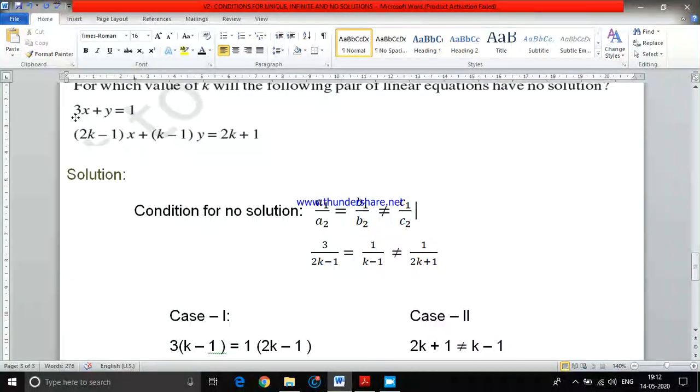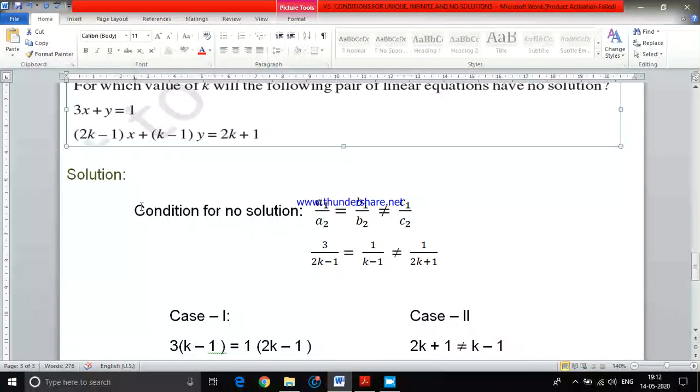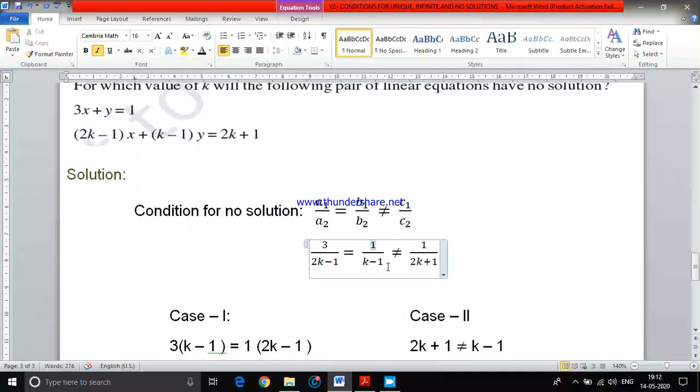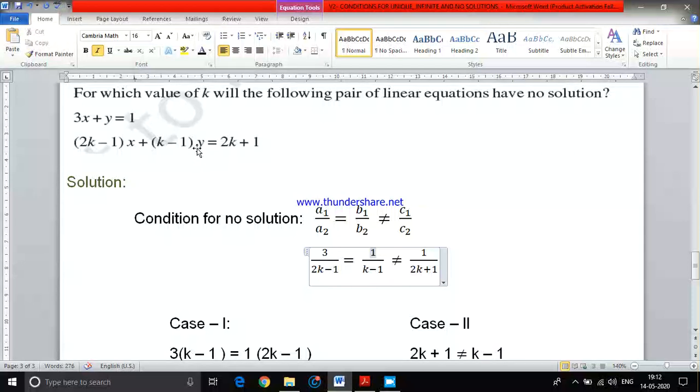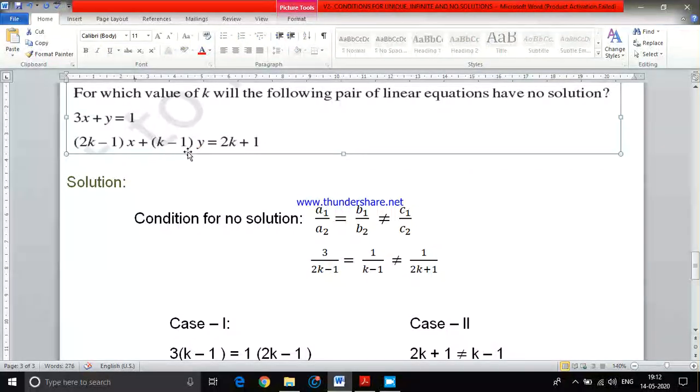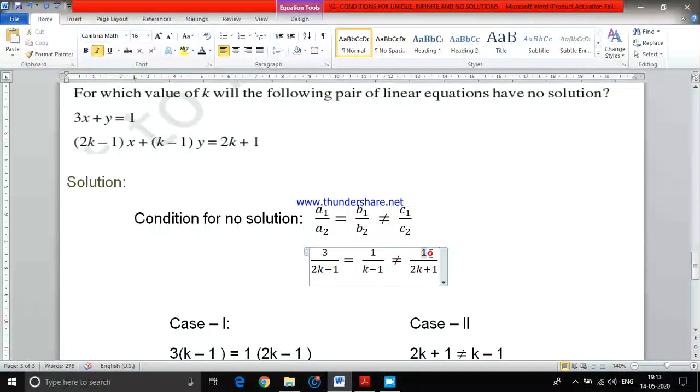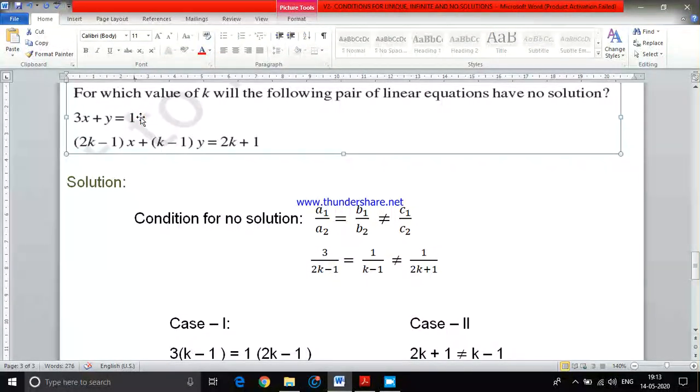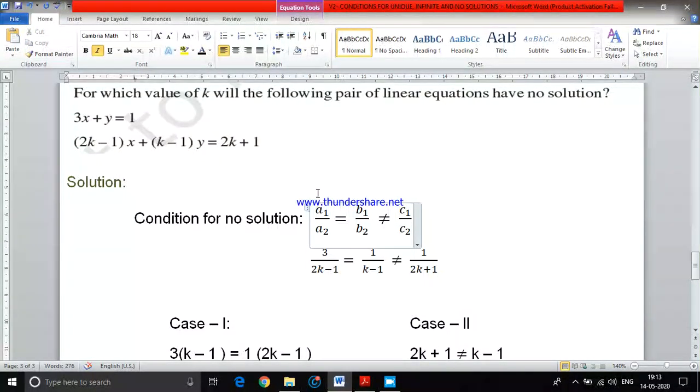a1 comes from the first equation, that is 3, upon a2 from the second equation, 2k minus 1. Then b1 is the y coefficient, which is 1. Then the b2 value is the y coefficient from the second equation, k minus 1. This is not equal to c1, the constant from the first equation, upon c2, the constant from the second equation, that is 2k plus 1. Here I kept 2k plus 1.